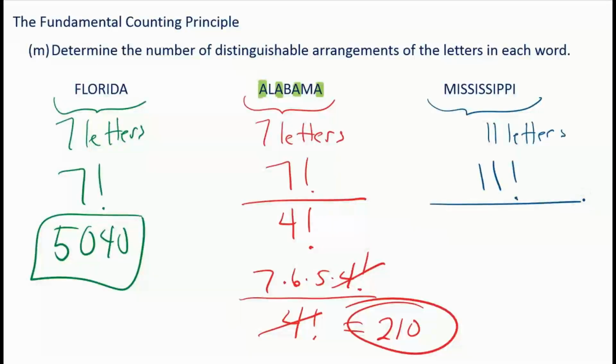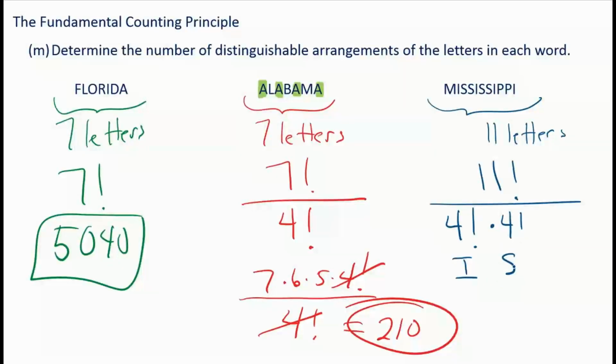Again, 11 times 10 times 9 times 8 times 7 times 6. Hey, but there's some repeats, right? Now, M is not a repeater, so I don't have to worry about M. But look, I shows up 1, 2, 3, 4 times. So we need to divide by 4 factorial for the I value. Hey, but that's not the only repeater in the bunch, right? What else repeats? Oh, I see some S's. So there's 1, 2, 3, 4 S's that repeat. So I have to divide that by 4 factorial. So that represents the S's.